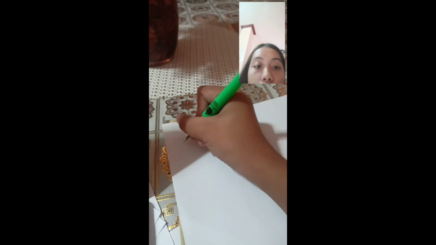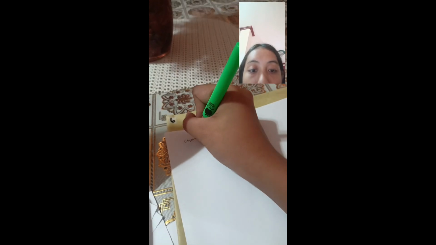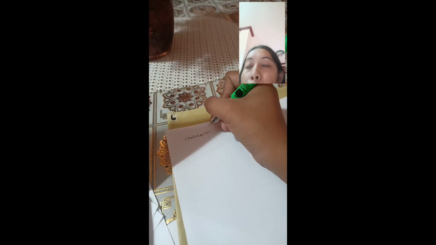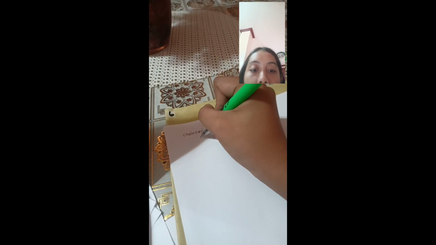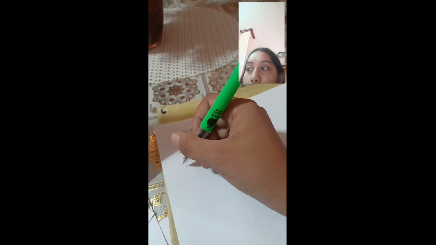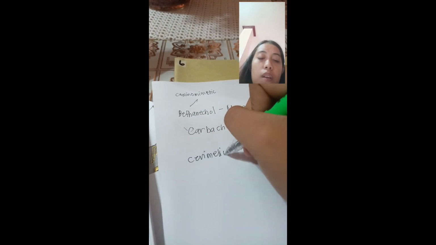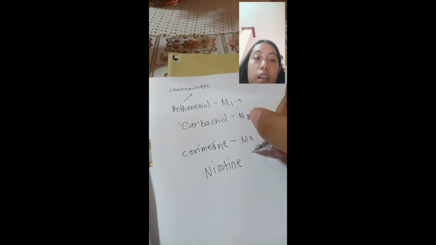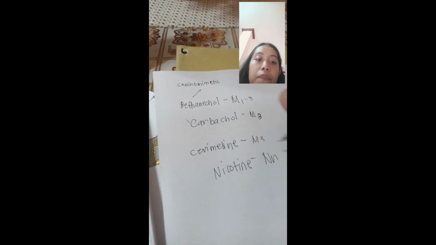Next, the cholinomimetic drugs. We have bethanechol, which is on receptors M1 to M3. Next we have carbachol, which is for M2, and then cevimeline, which is for M3. Nicotine is for NN and NM.